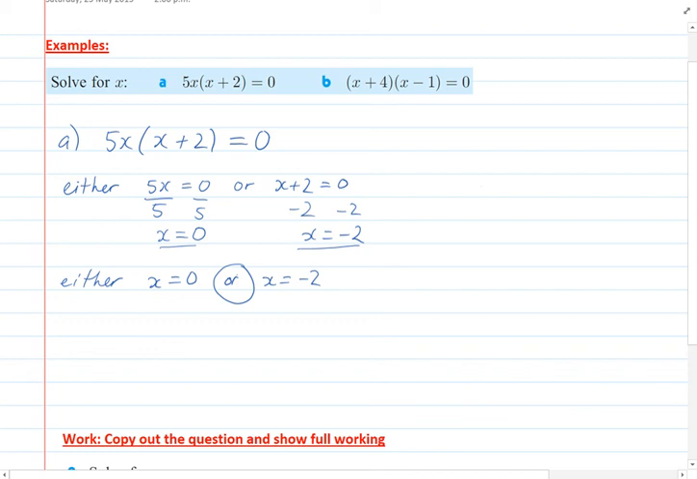And that or is what we call an and/or. So it means it could be both or it could be just one of them. But we don't know, so we just write or. Okay? So that's how we use the null factor law to solve a quadratic.